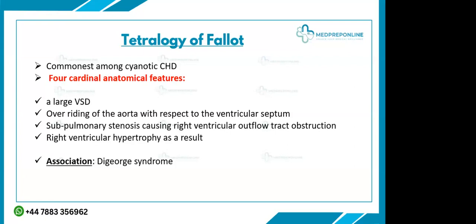So what is tetralogy of Fallot? Anyone can tell me what are the four main features of tetralogy of Fallot? Right ventricular hypertrophy, overriding aorta, pulmonic stenosis, and one other. Yes, a large VSD. Yes, large VSD. Thank you so much, Dr. Burhan. As in the acyanotic congenital heart diseases, the most common was the ventricular septal defect, similarly, in cyanotic congenital heart disease, the most common is the tetralogy of Fallot.